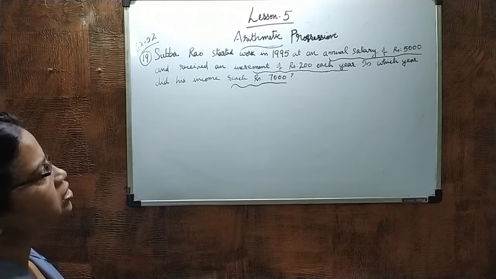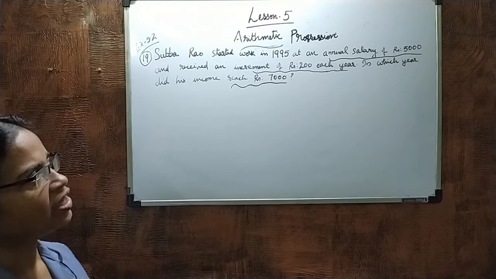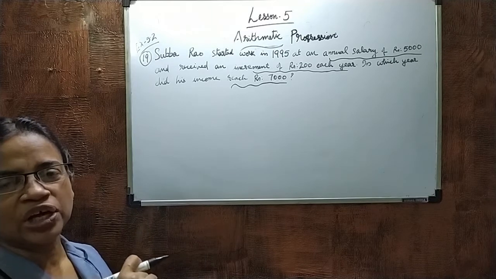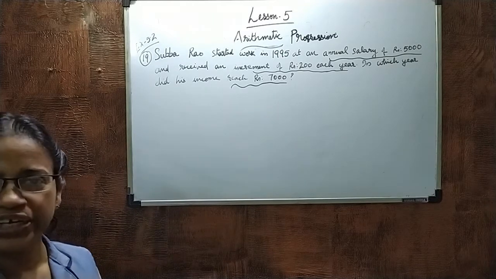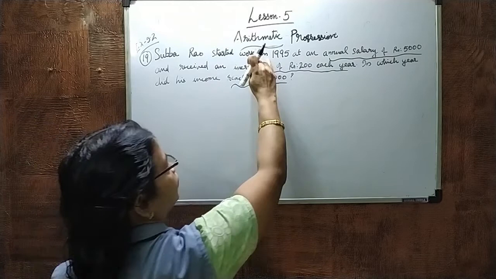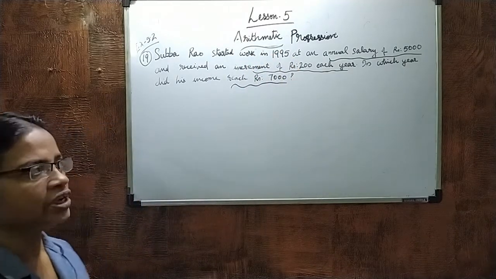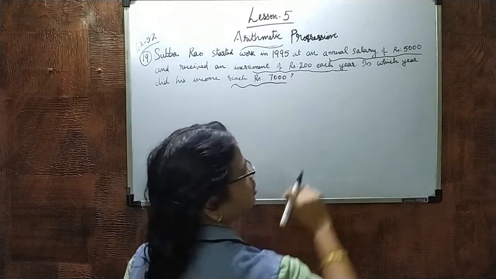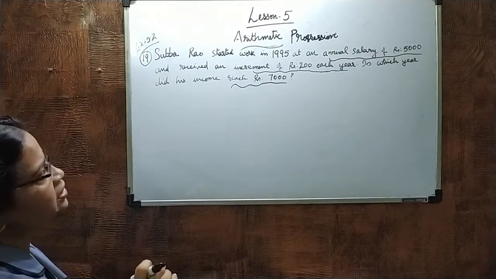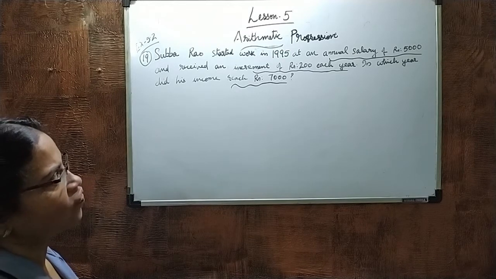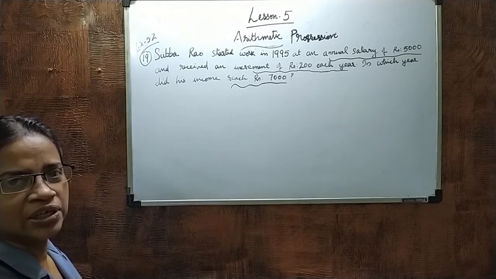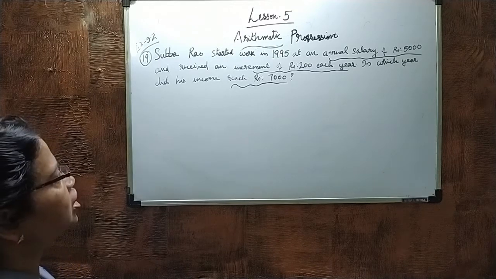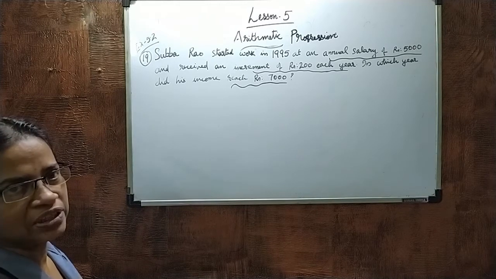So first thing, Subbarao started his work in 1995 at an annual salary of rupees 5,000. Here they are telling about the rupees, not the year. So there is no need to give importance to 1995. Give the importance to the money. First, the annual salary of rupees 5,000 and received an increment, like a bonus, of rupees 200 each year, meaning adding 200 each year. In which year did his income reach rupees 7,000?